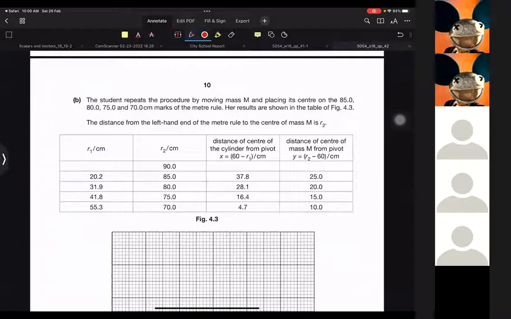Now, then it says the student repeats the procedure by moving the mass to 85, and so on. The distance from the left end of the meter rule to the center is R2.